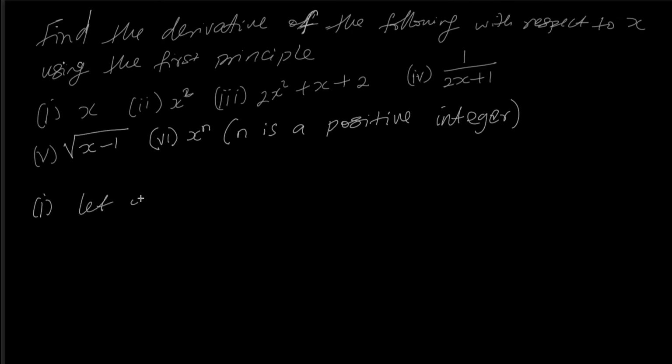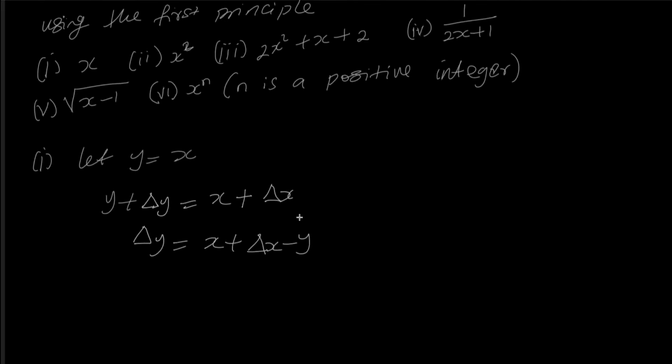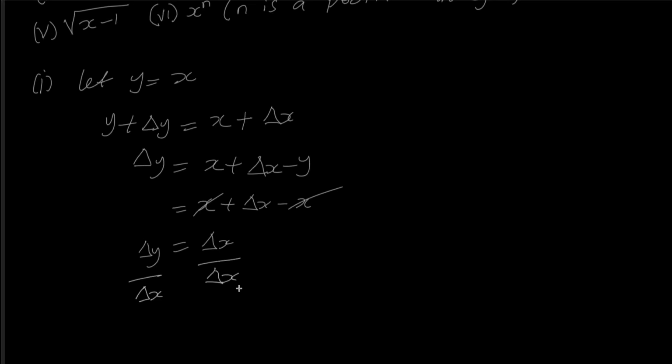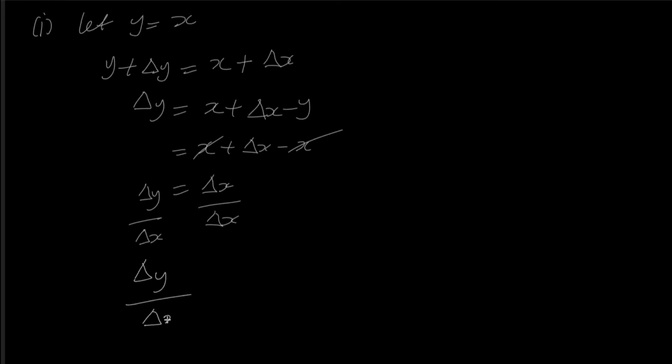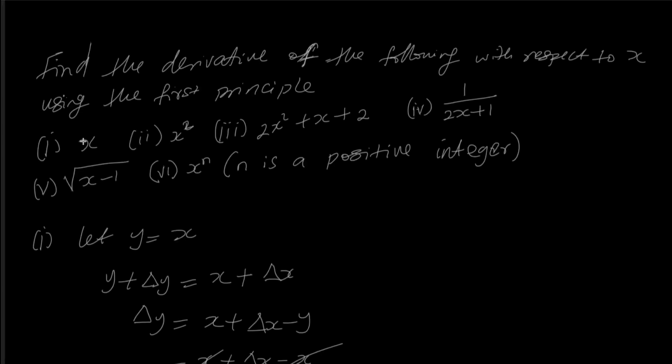We're going to say let y equals x. So the change in y equals the change in x. Let's subtract y from both sides. If we subtract y from here, this is remaining: we're going to have this minus y. What is y here? y is x, because y equals x. It means this and this will strike themselves out. We have these two. Let's divide both sides by delta x. We're going to have this over this equals 1. It means that the derivative of x using the first principle is 1.